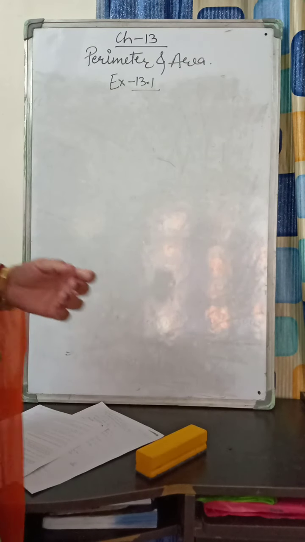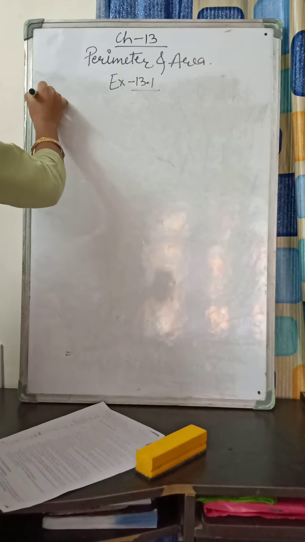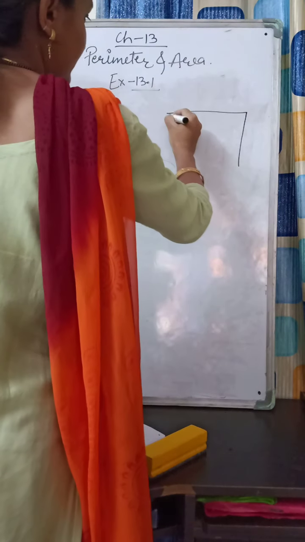Everyone, today we are going to start the second part of exercise 13.1, that is question number 9. The question is: a rectangular park is 45 meters long and 30 meters wide, and a path 2.5 meters wide is constructed outside the park.